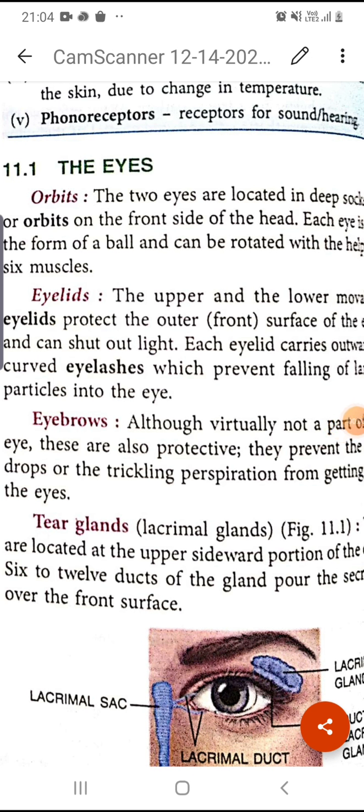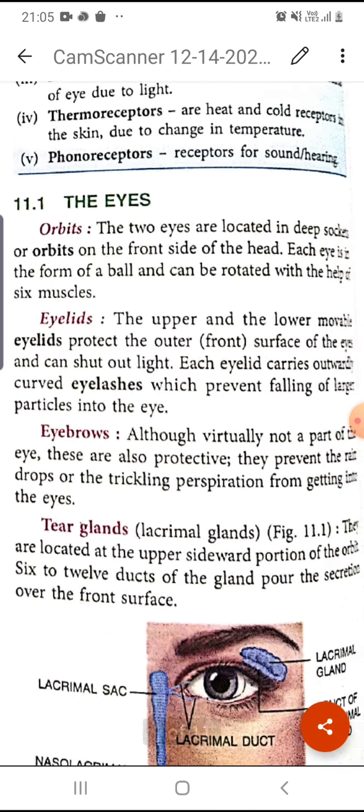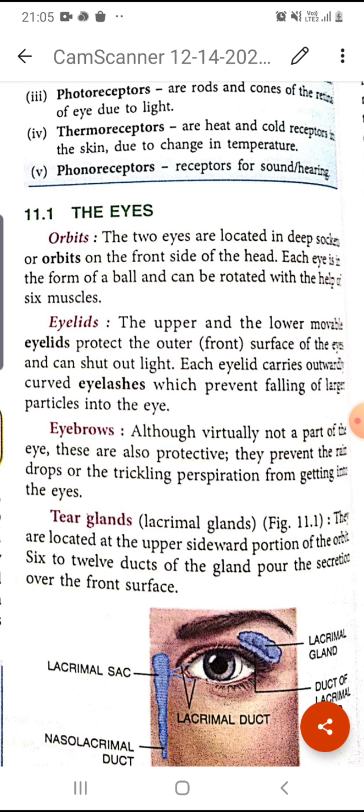So this chapter, sense organs, is actually not in your syllabus, but it is included with the nervous system, not the full part, only the eyes and the ears. Now what we have to do is study the structure of the eyes.